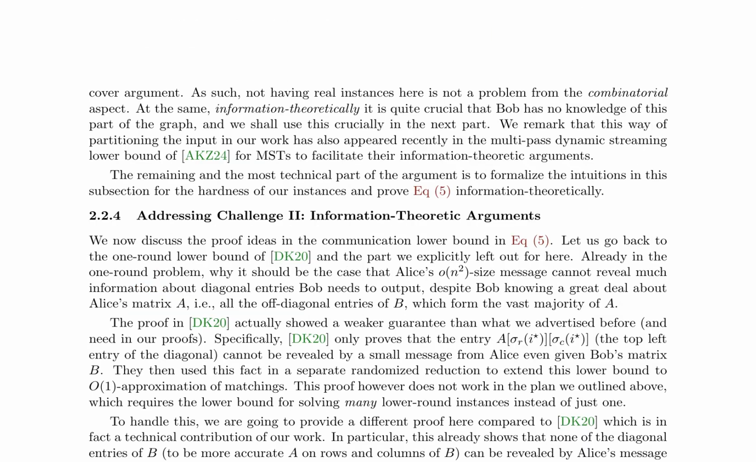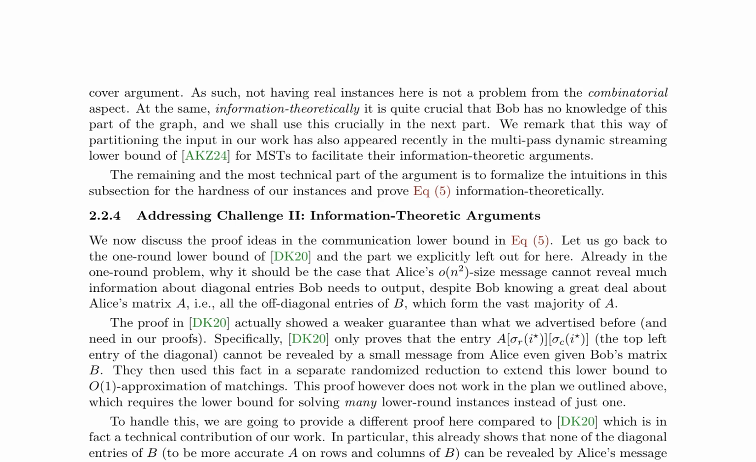The authors revisit the one-round lower bound of DK20 and highlight its limitations in proving the desired guarantee for challenge 2. The original proof only showed that a small message from Alice cannot reveal the top left entry of the diagonal, even given Bob's matrix B. However, this is insufficient for the authors' plan, which requires a lower bound for solving many lower-round instances. To address this, the authors provide a new proof, which is a technical contribution of their work.